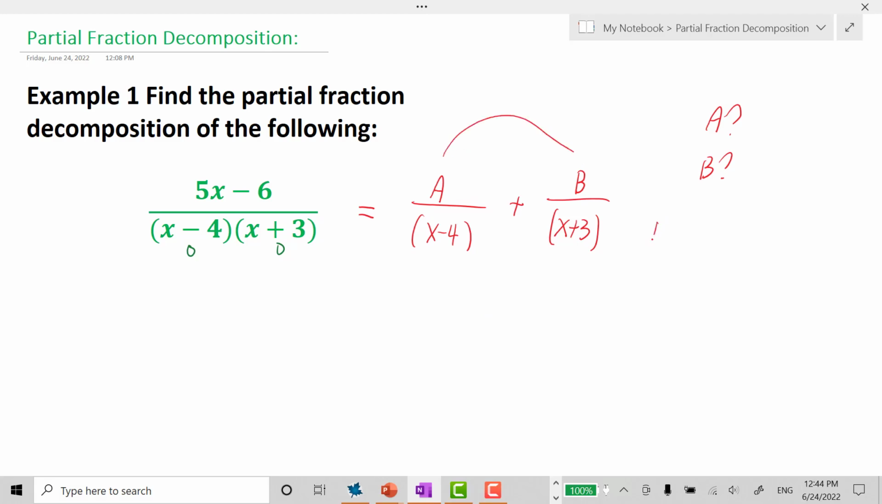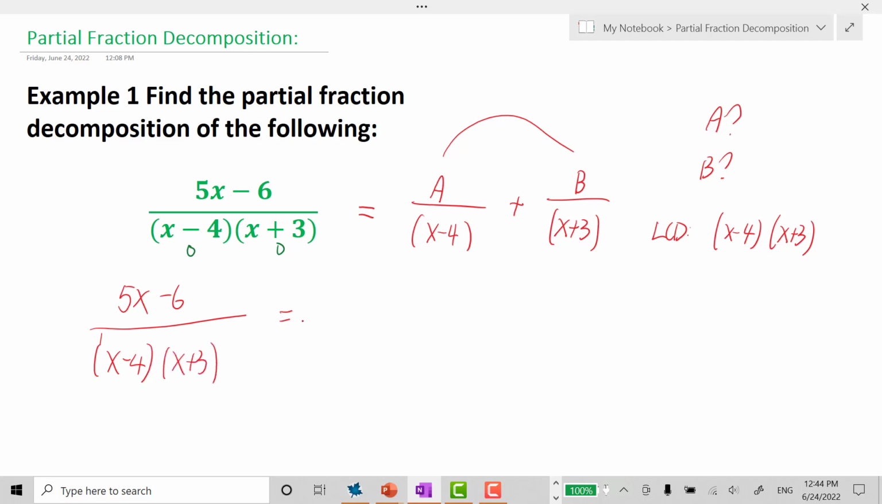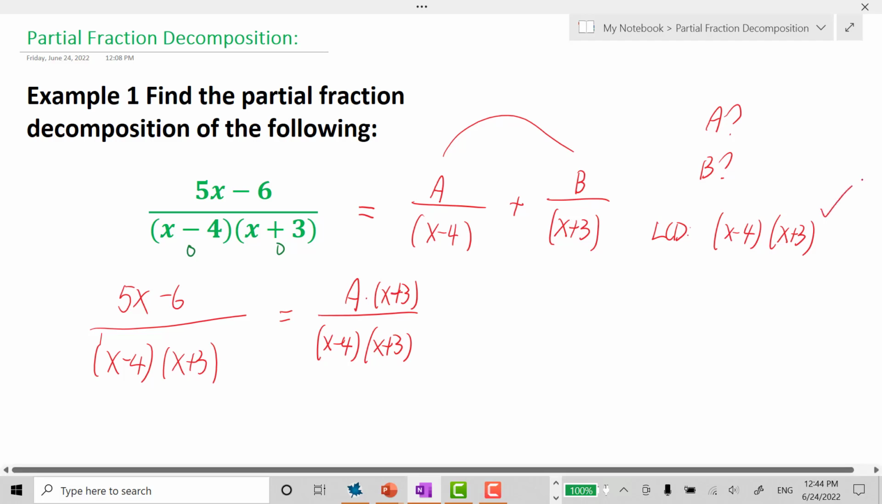First of all, we're just going to combine those two terms on the right using the LCD. So the LCD here is x minus 4, x plus 3. So simply copy down the left-hand side. On the right-hand side, now for the first fraction, we're going to multiply both top and bottom by the missing linear term, using the LCD. We're just checking what is missing. For the second part, we multiply both top and bottom by x minus 4.